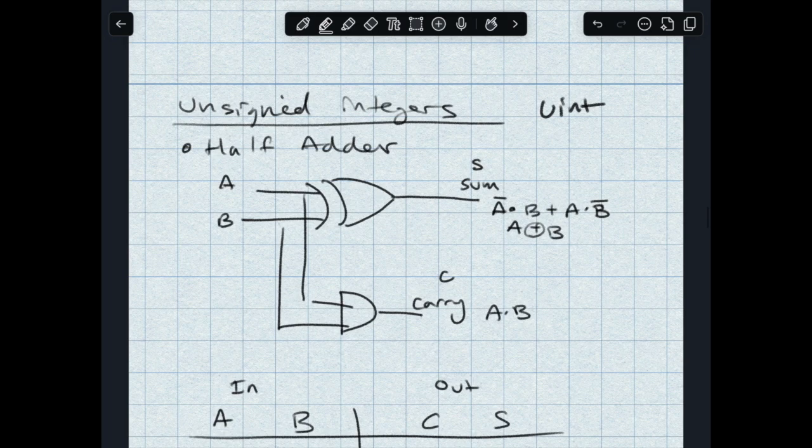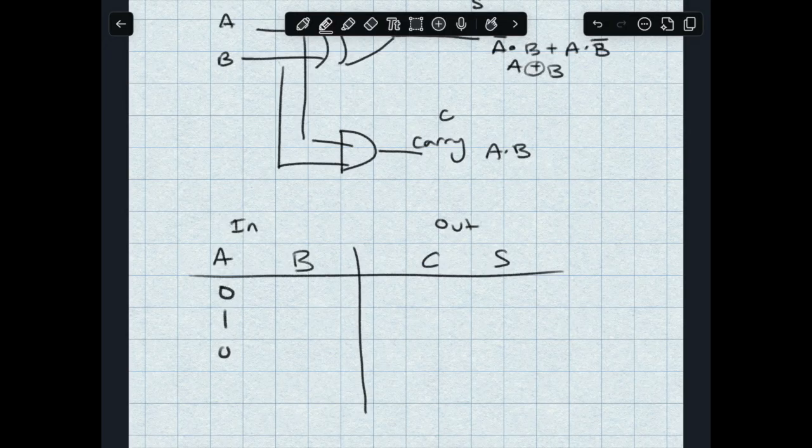So we're going to get an input. Let's look at all possible values of A and B: A is 0, 1, 0, 1, and B is 0, 0, 1, 1. The exclusive OR is only going to be 1 when A is true and B is not true, or when B is true and A is not true. So it should be 0, 1, 1, 0.